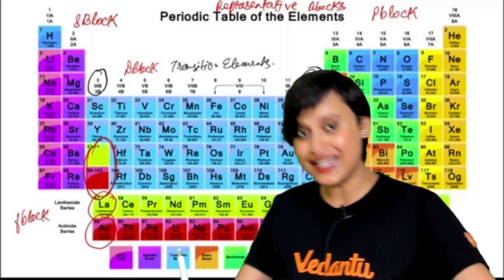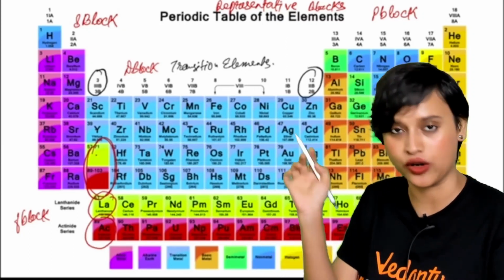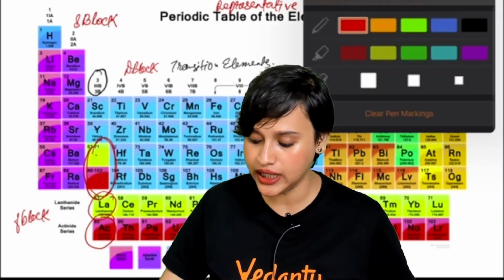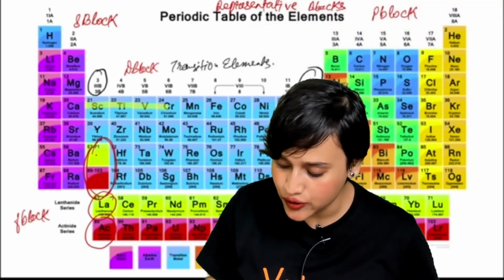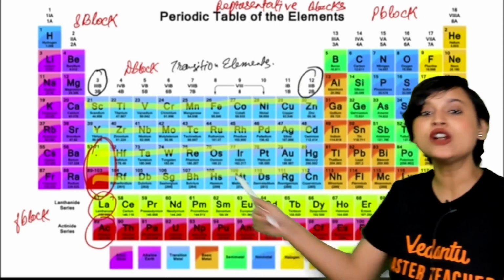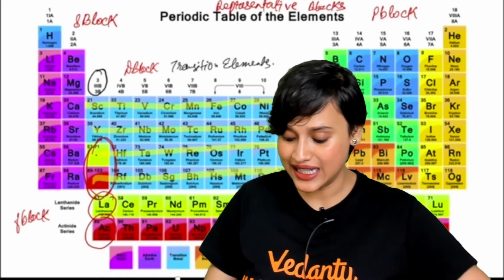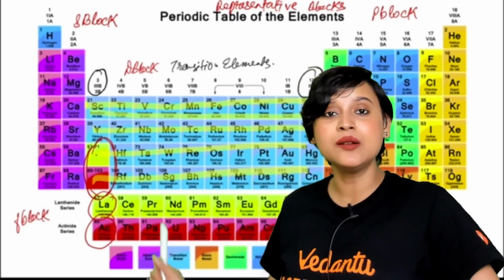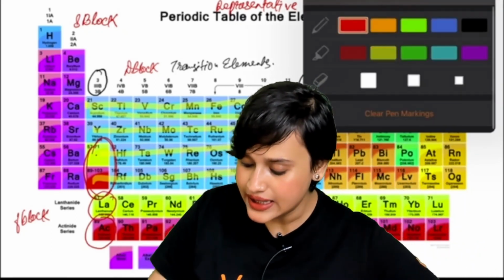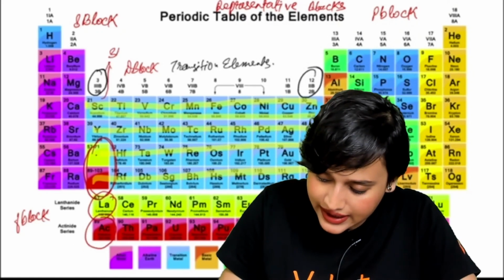Now, in this periodic table, do you see that you have 4 series? This is 1, this is 2, this is 3 and this is 4. These 4 series have names. The first one that you see, scandium to zinc, is called the 3D series. The first one is called the 3D series.